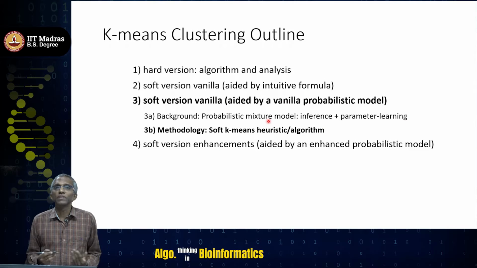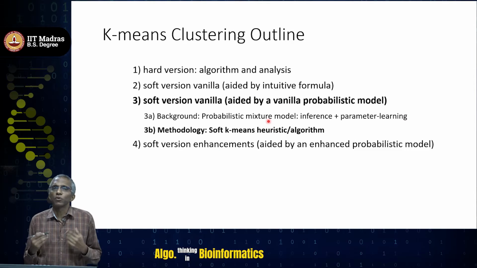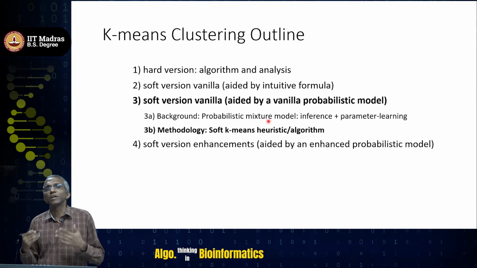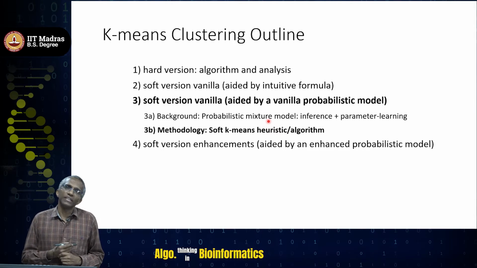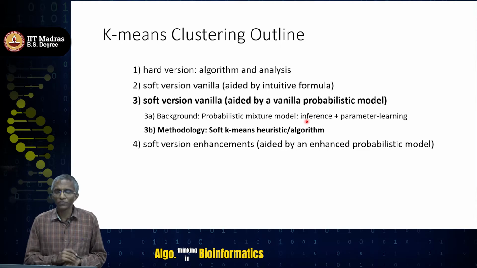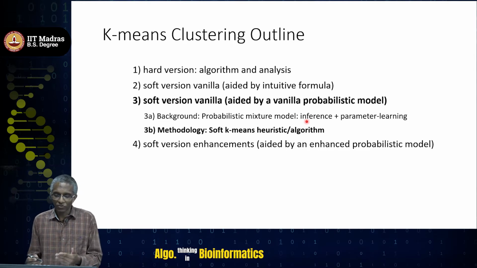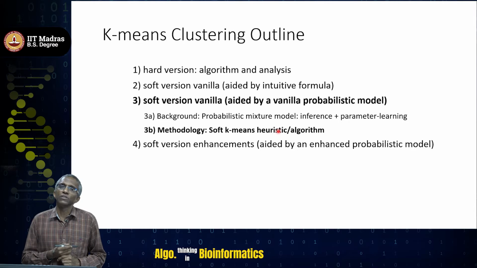So what we have seen so far is this background on a probabilistic mixture model, and how do you do inference calculations and parameter learning, learning the parameters of this mixture model from data points that are given to us. We have spent a great deal of time that we will now make the final connection of how this mixture model actually underpins the soft k-means heuristic or algorithm.